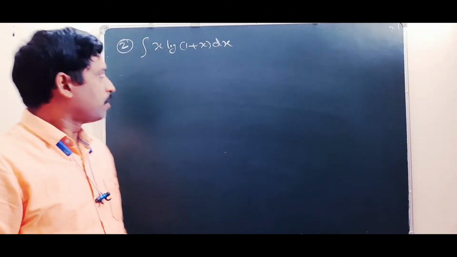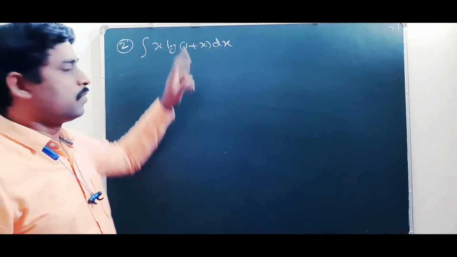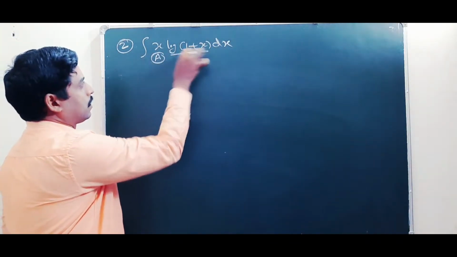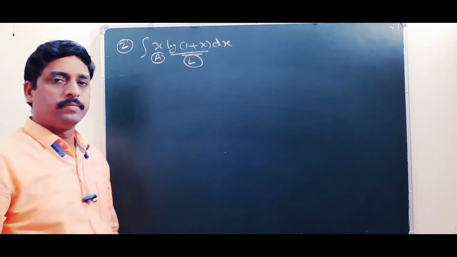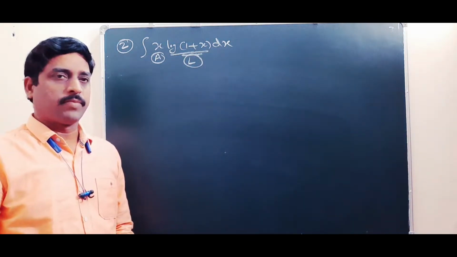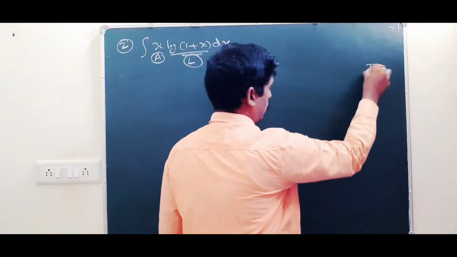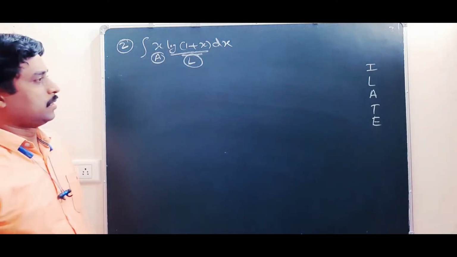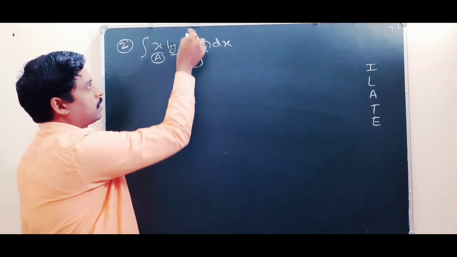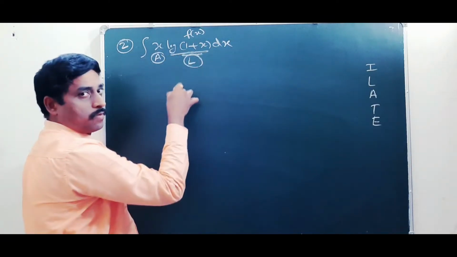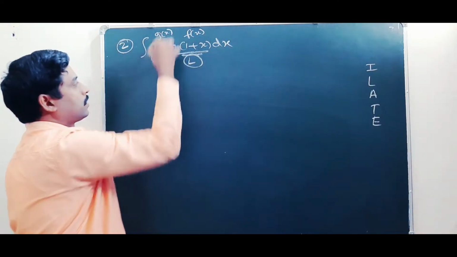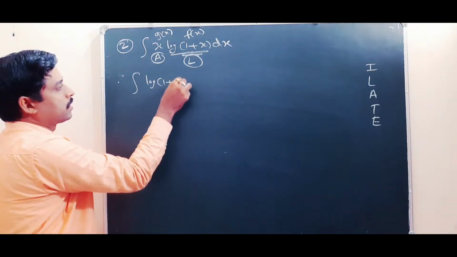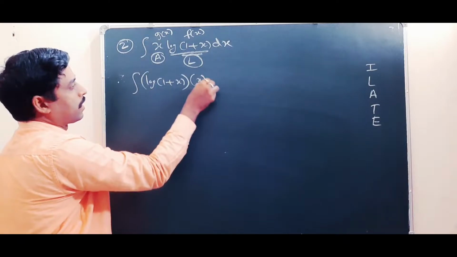Okay, let us go to the next problem. Integral x into log 1 plus x. Where x is an algebra function and this is a logarithm function. Which function comes first from this order? What is the order? ILATE. In this, the logarithm function is the first function. Let us take f of x is log 1 plus x, g of x is x. So write in correct order: log of 1 plus x into x dx.